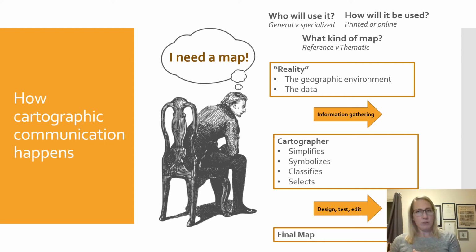Once you answer those questions, the first thing the cartographer does is assess the reality, meaning the geographic environment and also the data, what kind of data is out there and what they'll get access to. Once they've gathered all that information, the cartographer then goes through a process of selecting, simplifying, symbolizing, and classifying all the information that they've gathered. Again, the cartographer has to take all of that information and apply it based upon their answers to the top questions: who will use it, how will it be used, and what kind of map. They then go through the design process, the testing process, the editing process, and they produce their final map.